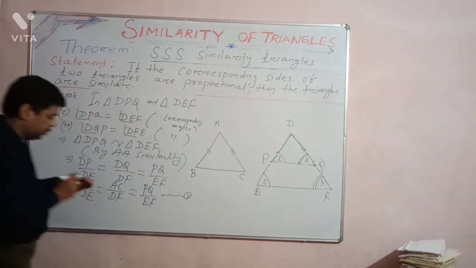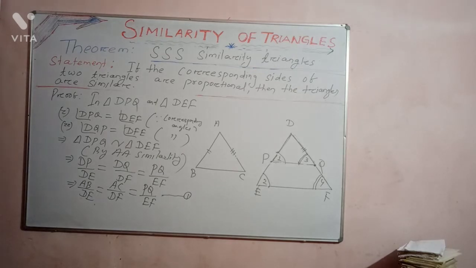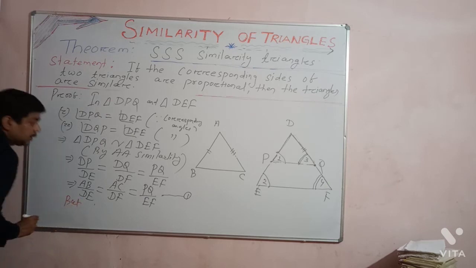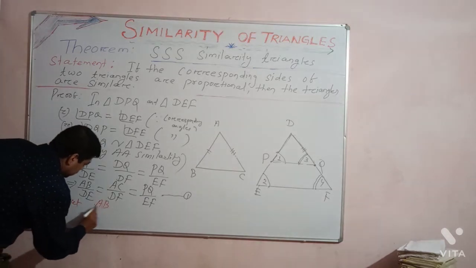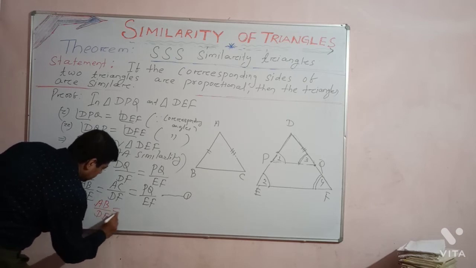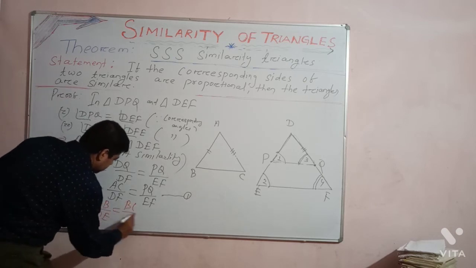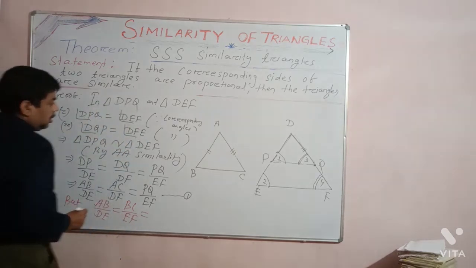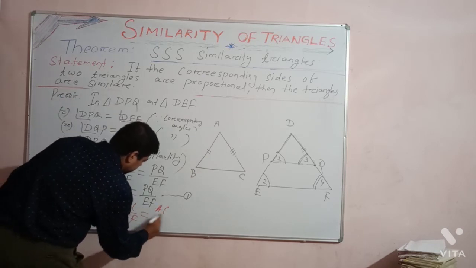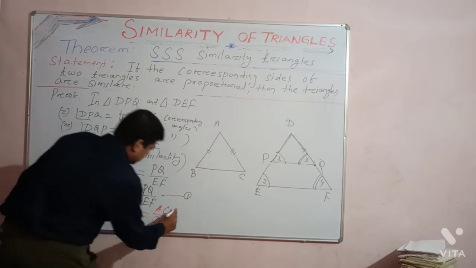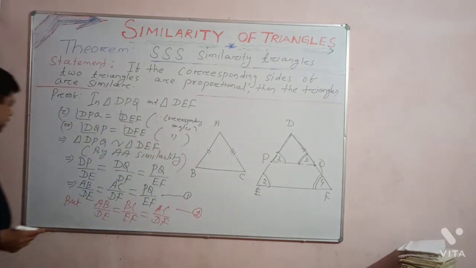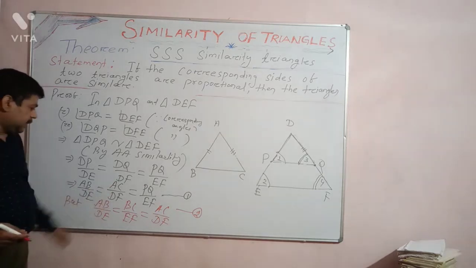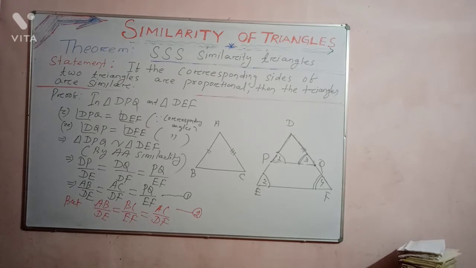But another point, you see now. See triangle ABC, what is given? It is given that AB upon DE is equal to BC upon EF is equal to AC upon DF. It is given. Now you are finding AB by DE is equal to AC upon DF. Yes or no? Understand?